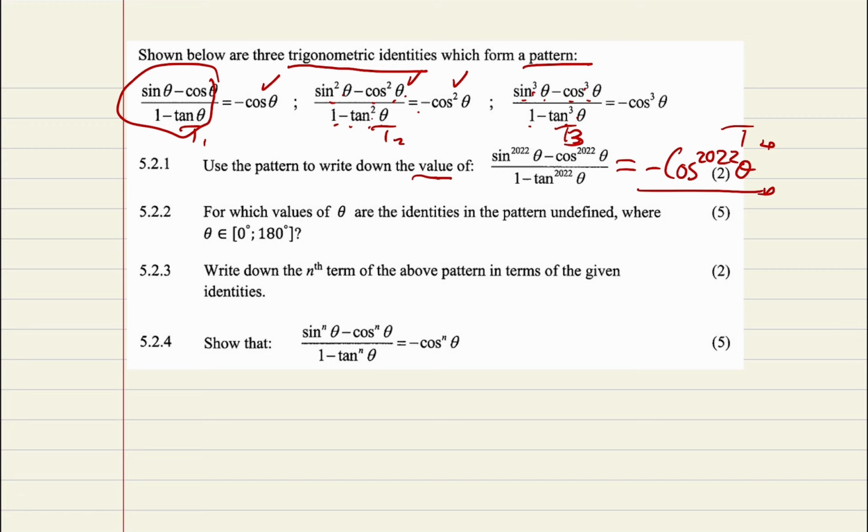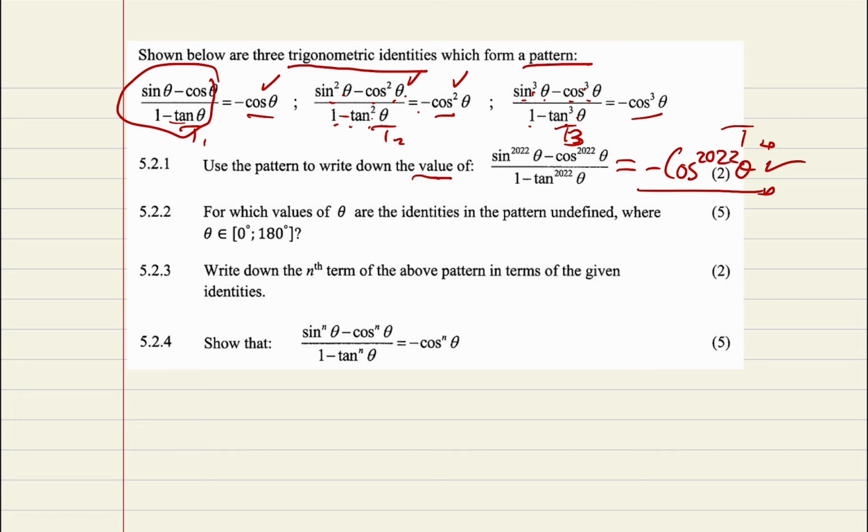Because this one has squares, it gives me a square. This one has cube, it gives me cube. This one has 1, it gives me 1. So this has 2022, it gives me 2022. Okay, that is what I know for number 1.